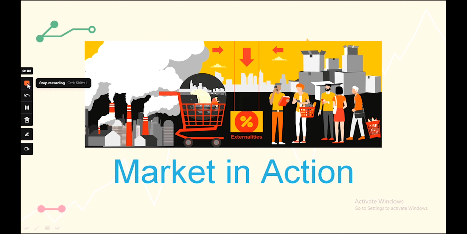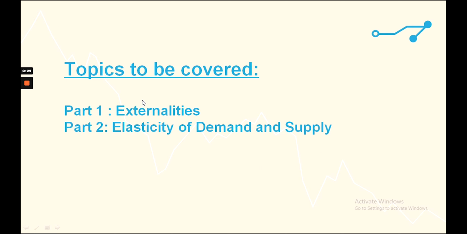Hello everyone. In the last session of microeconomics, we discussed what a market is and how different levels of production, consumption, and prices affect the market equilibrium. In this session, we are going to discuss how a market actually operates. This session will have two parts. In the first part, we are going to discuss externalities, and in part 2 we will discuss elasticity of demand and supply.